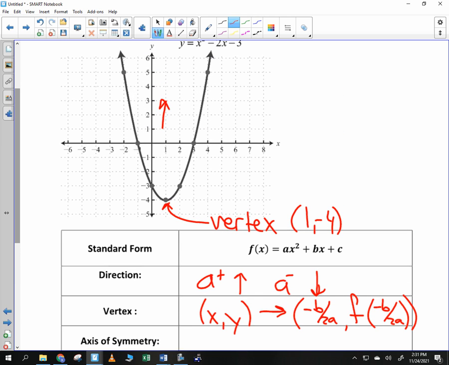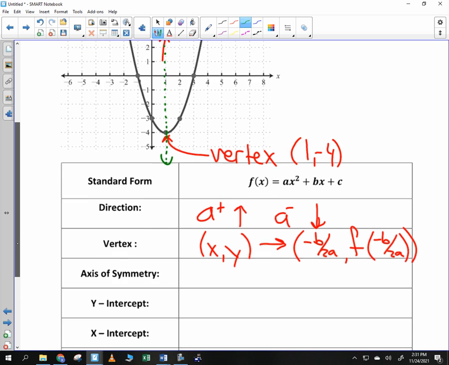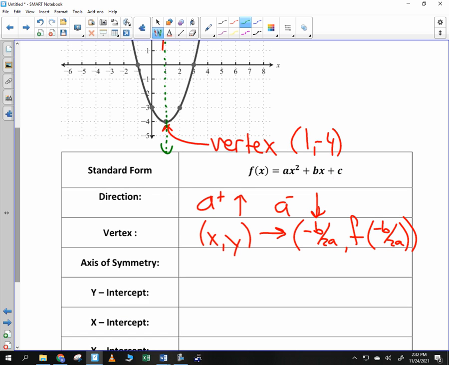The axis of symmetry is a vertical line that cuts the parabola directly in half. So the axis of symmetry is x equals, because it's a vertical line, and it's always equal to the x value of the vertex. So -b divided by 2a.